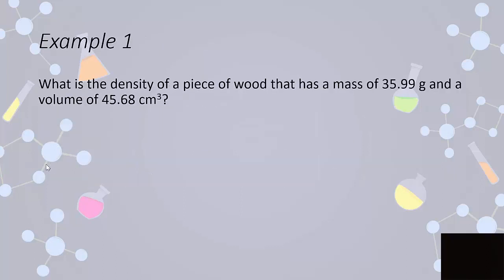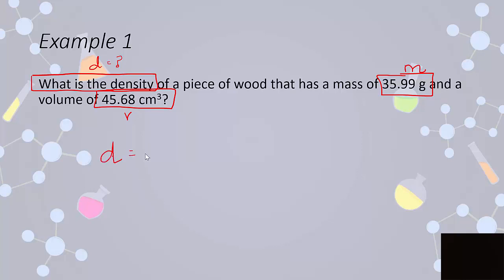Let's do it. Number 1, what is the density of a piece of wood that has a mass of 35.99 grams and a volume of 45.68 centimeters cubed? Okay, so I like to first kind of go through and label that the mass. This is the volume. The question is what is the density? So D equals question mark. Okay, so we are solving for density. So step 1 is to write the formula. Density is mass over volume.